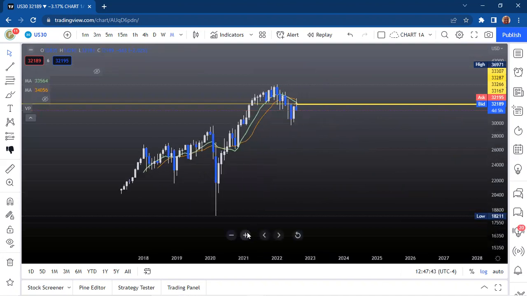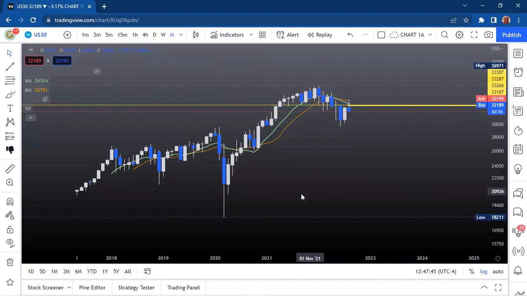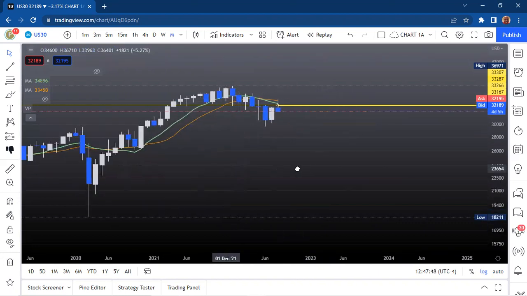Okay, but looking at the overall direction of the US 30 based on the monthly, let's open this up a little bit, and try to determine what direction the market's going.